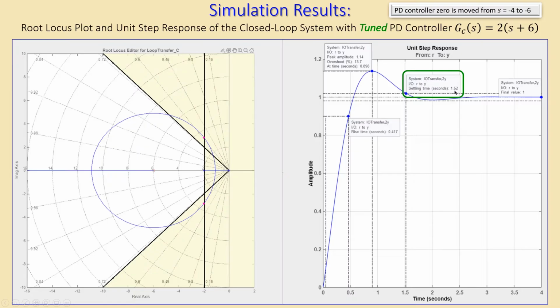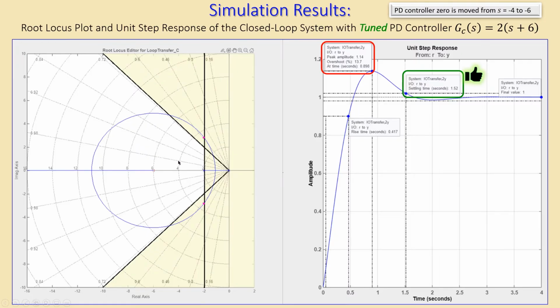It's 1.5 approximately, so it is a little bit lower. The settling time was already okay, so it is a little bit smaller. Okay, that's maybe a little bit more improvement, but I can see that the overshoot is now even higher. It is 13.7%. So this is definitely not the way to go.